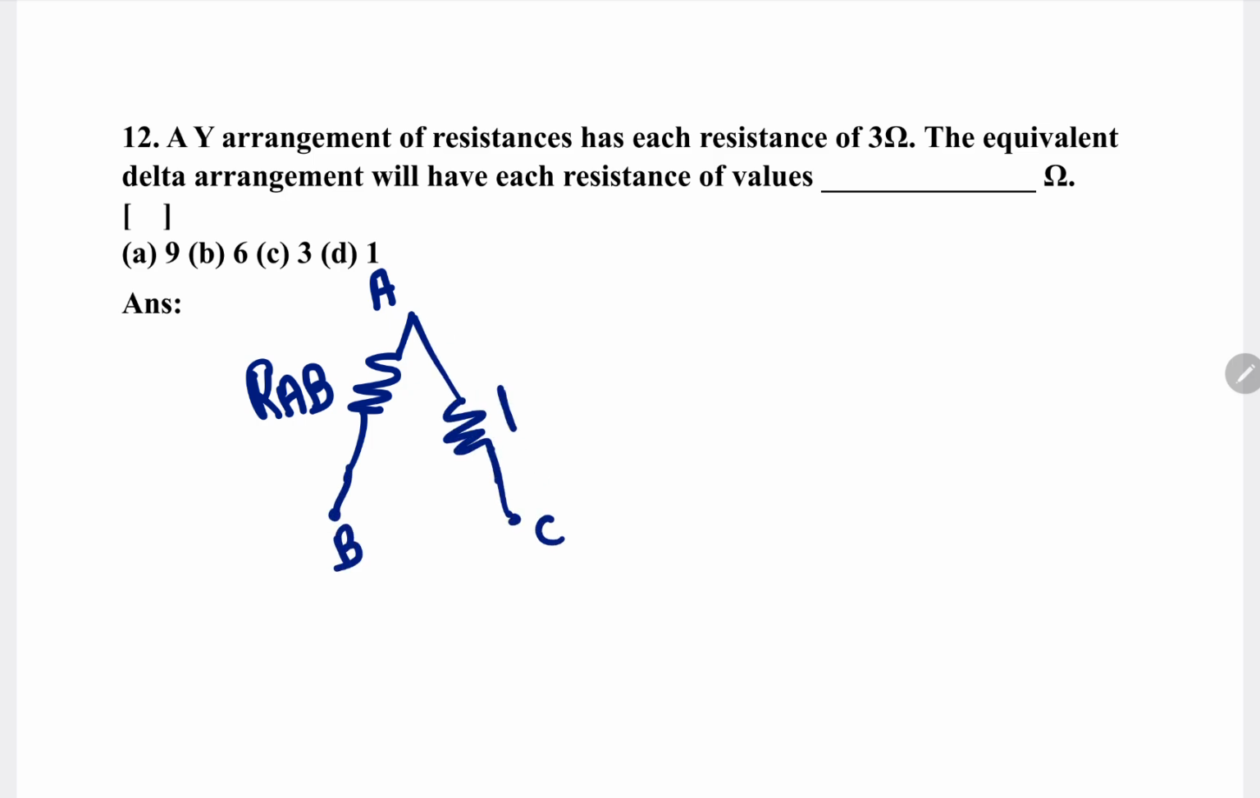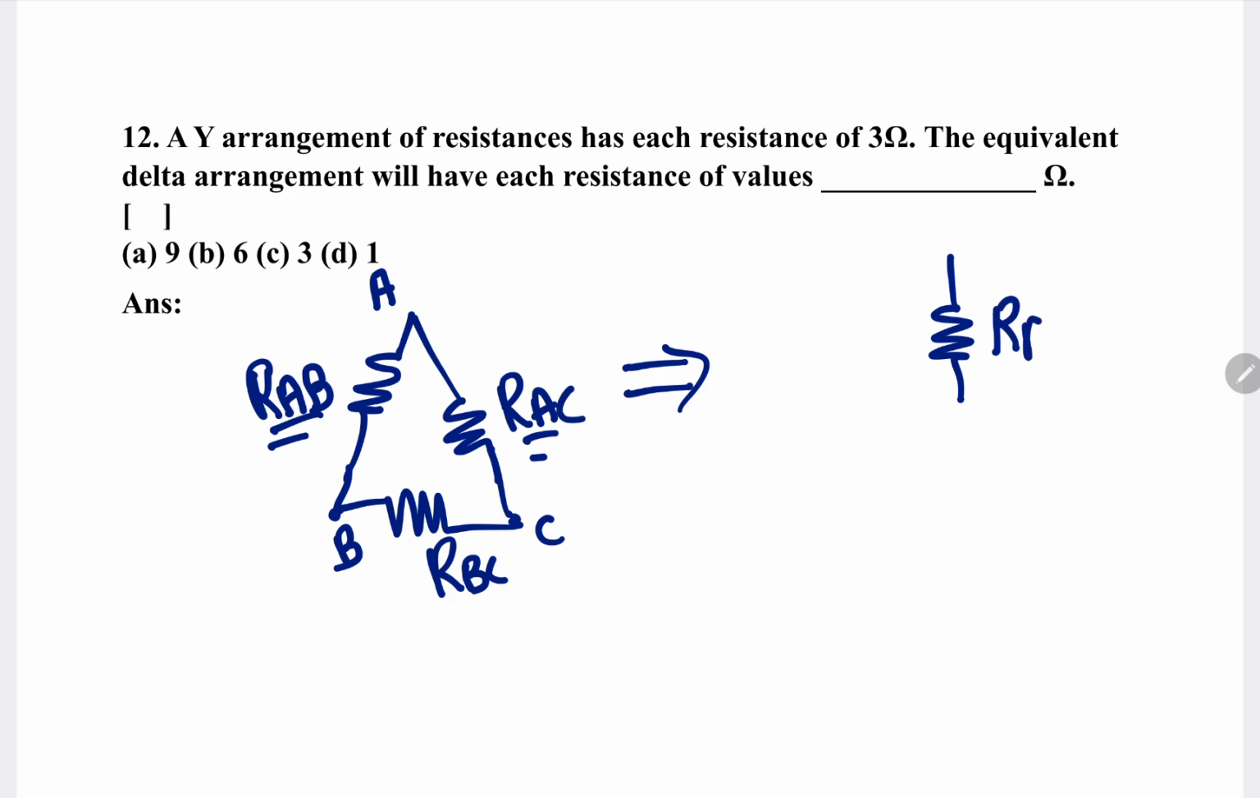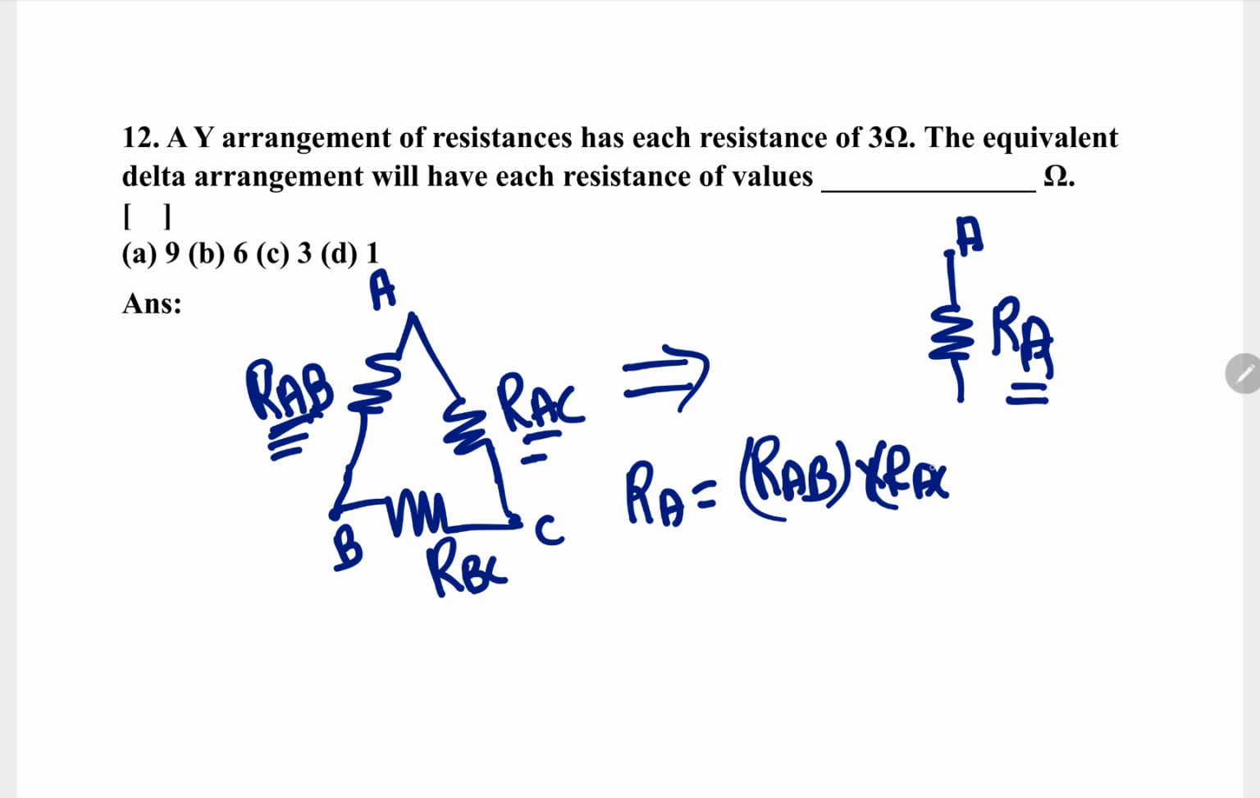This is RAC and this is RBC. I am transforming these two resistors, RAB and RAC. The resultant is RA, which is connected to terminal A, and this RA value I want. RA is equal to RAB into RAC, whole divided by RAB plus RAC plus RBC.